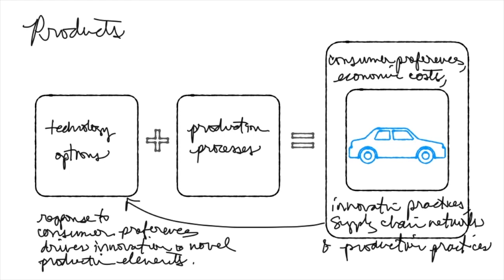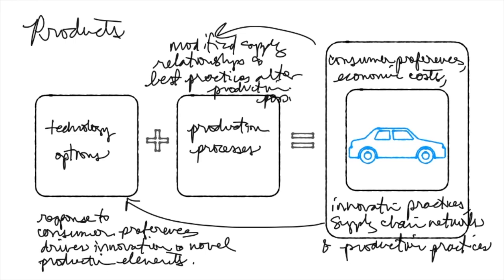The presence of car features modifies consumer preferences through externalization, thus driving innovation to produce novel production elements or to improve on existing ones, an example of internalization 1. Modified supply relationships and production best practices alter the production process possibilities, an example of internalization 2.